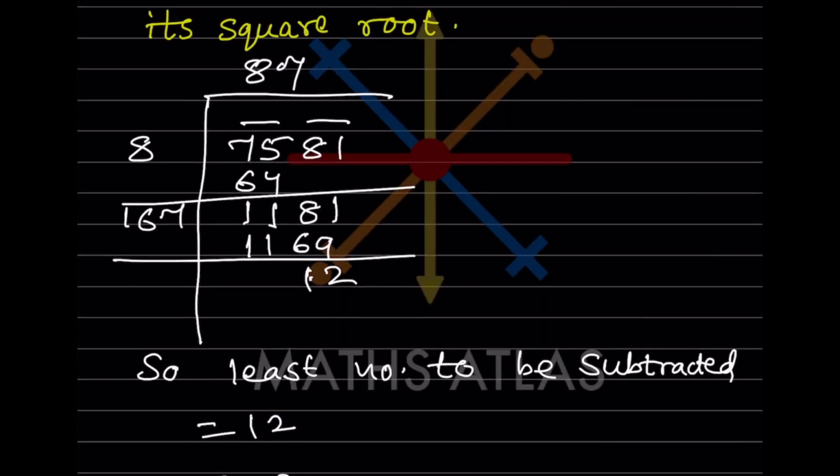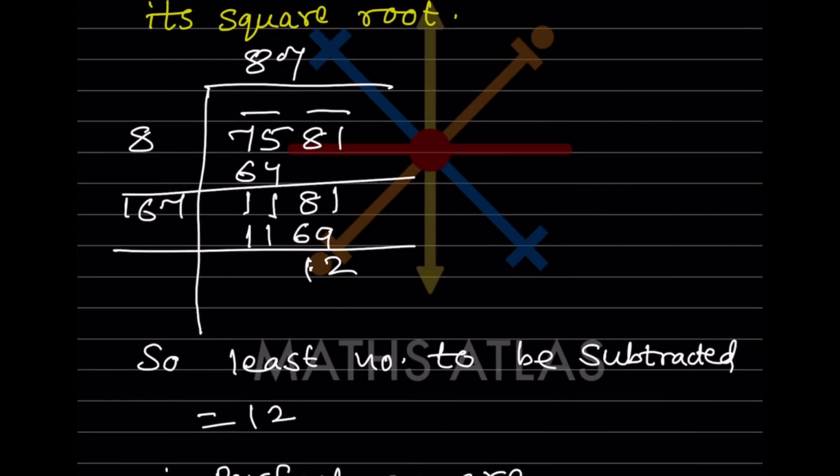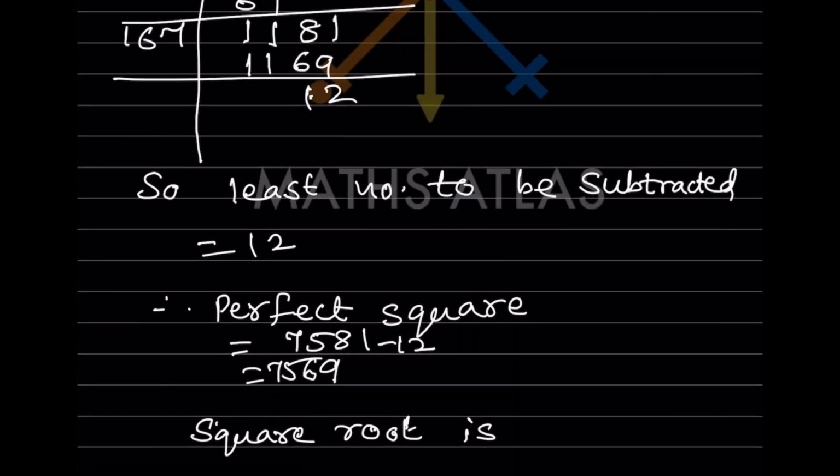And we also want the square root. So here, the square root, now see here, you have 87. So the square root should be 87.